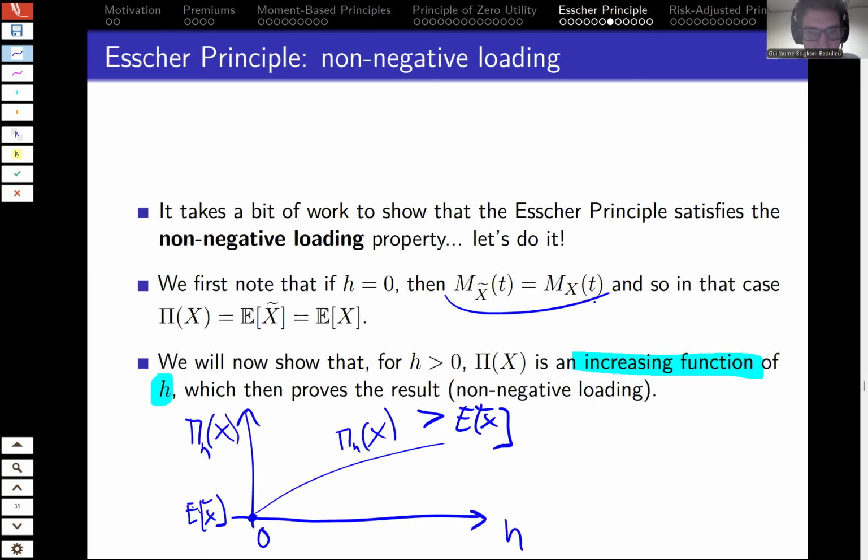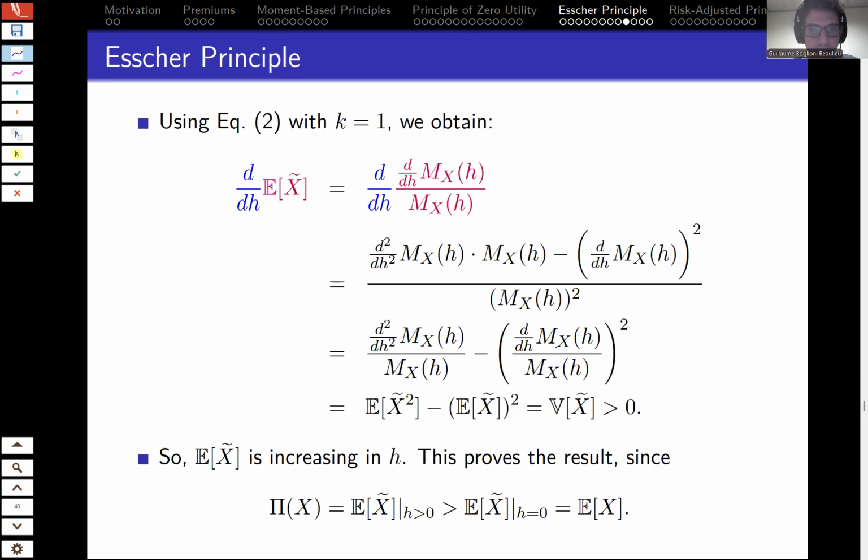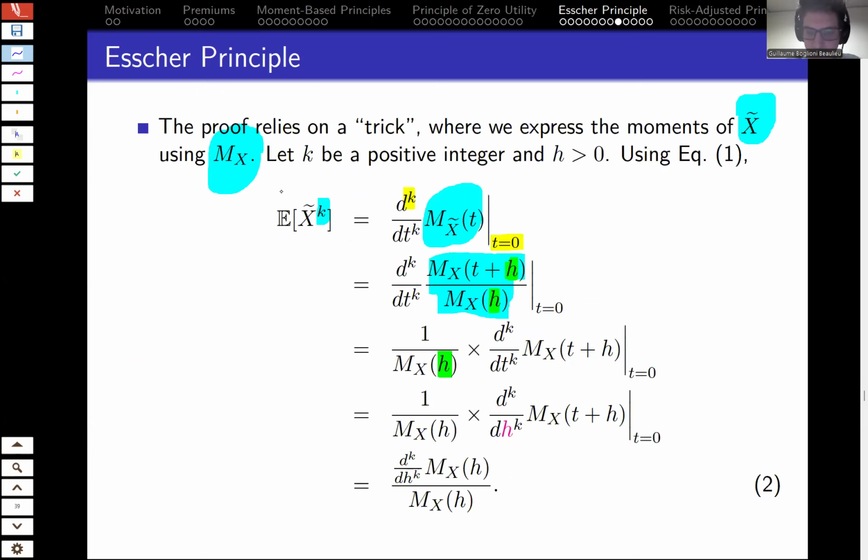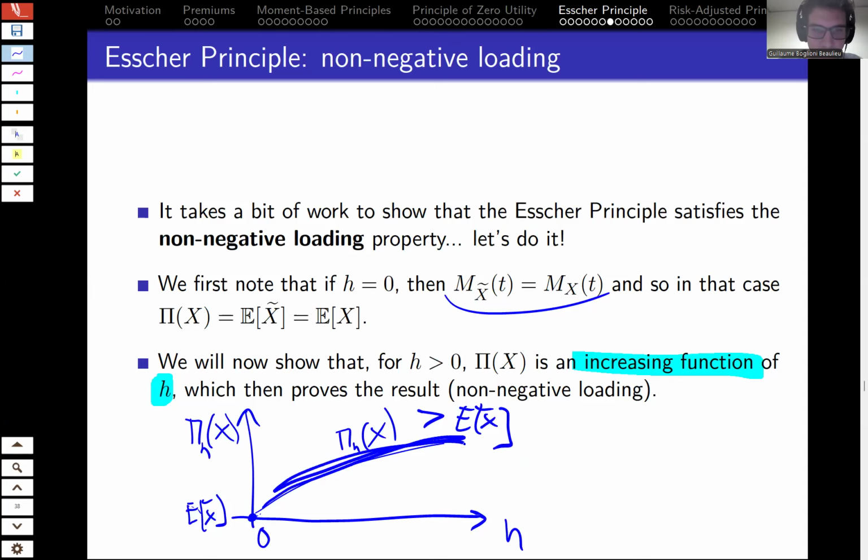And again, what we want to show is this, that the premium is an increasing function of h. How do we show this? Next slide. Now, the premium is this, okay? Remember, expected value of x tilde, this is our premium, okay? That is a function of h. And I hope this is clear that this premium is a function of h. And so then it makes sense to take the derivative with respect to h. And if this derivative is positive, then we have shown what we want, which is that the premium is an increasing function of h.